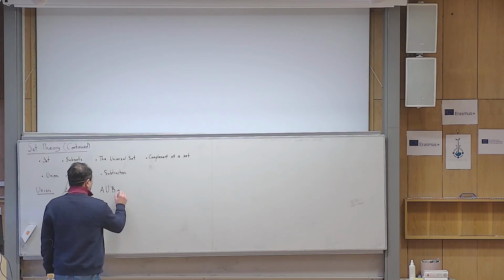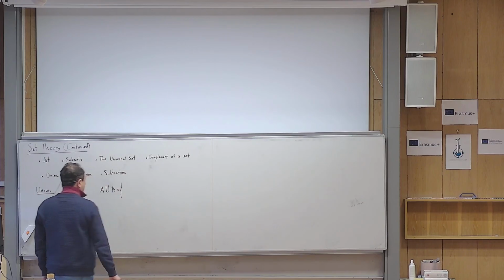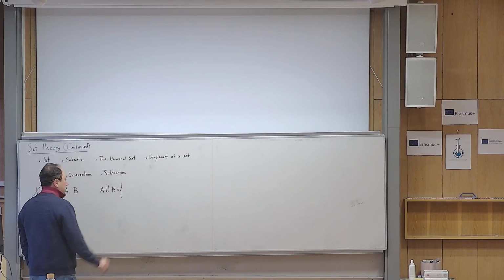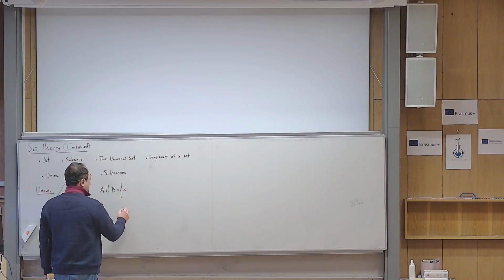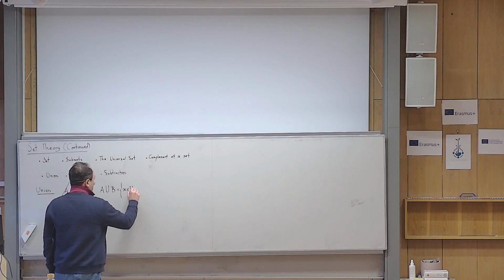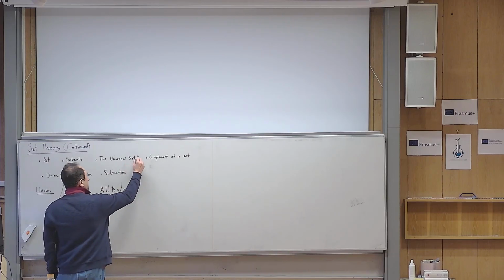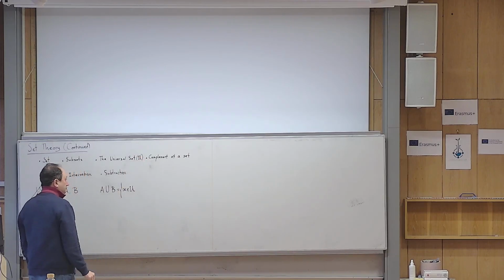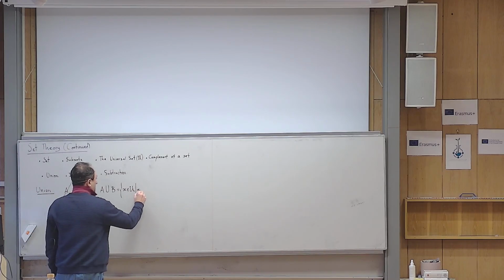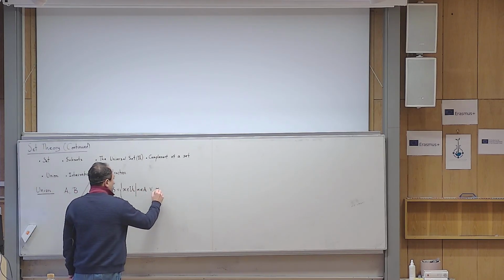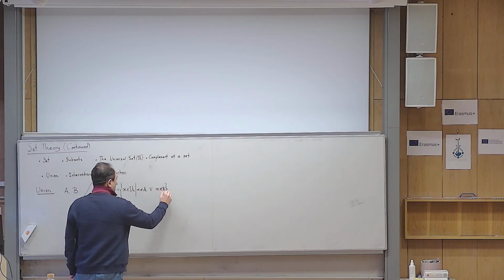If I want to define it rigorously, I would say that the union of A and B consists of all elements, which of course come from the universal set, this is the symbol that we use for the universal set, such that x belongs to A or x belongs to B. So this symbol means or.